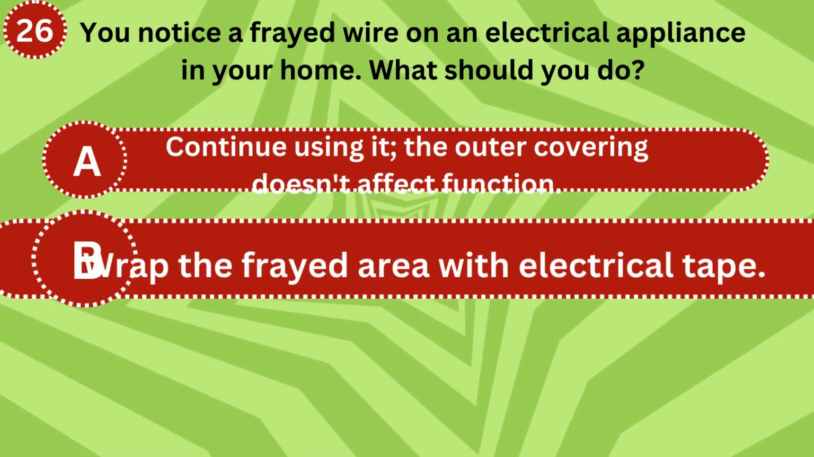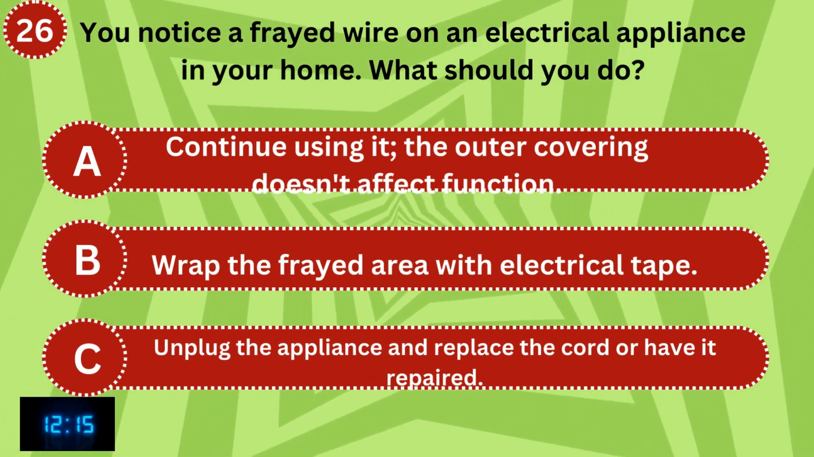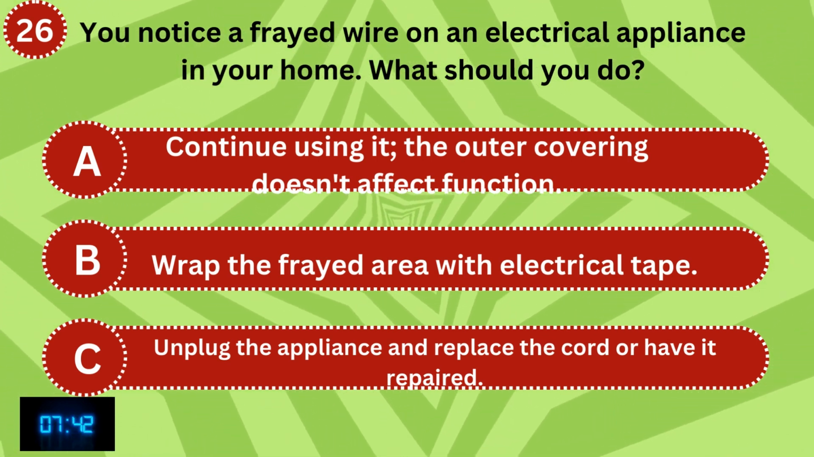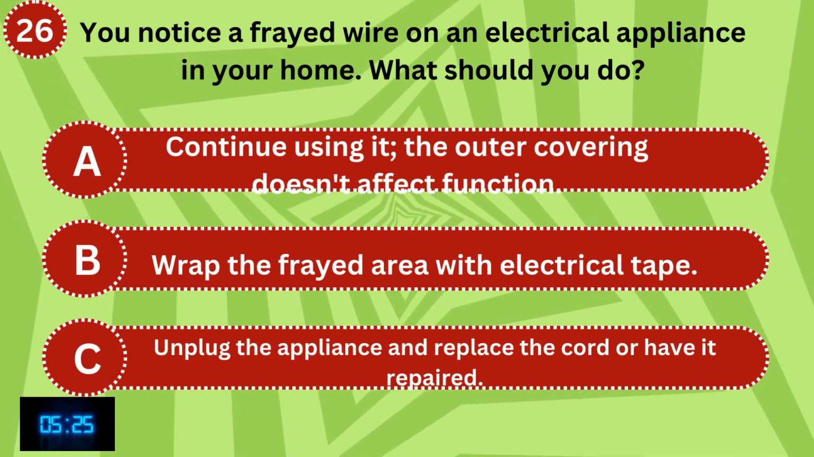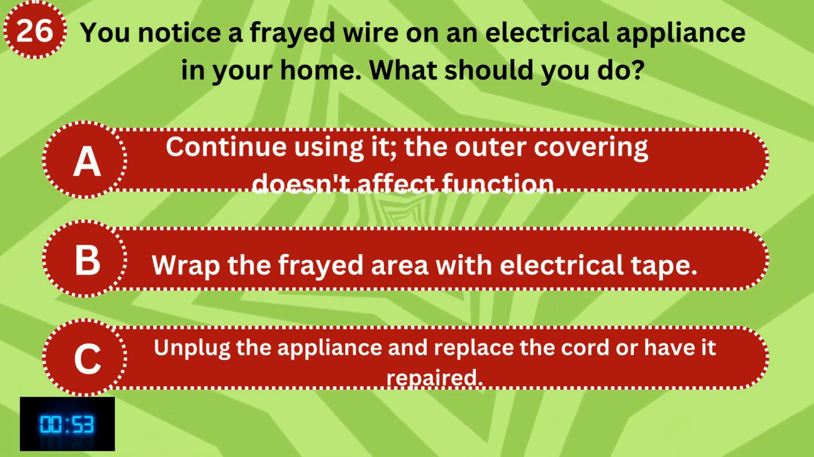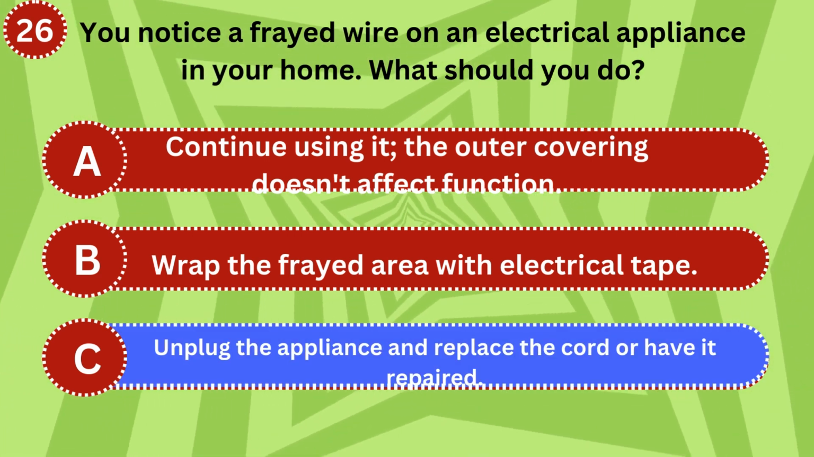You notice a frayed wire on an electrical appliance in your home. What should you do? Continue using it. The outer covering doesn't affect function. Wrap the frayed area with electrical tape. Unplug the appliance and replace the cord, or have it repaired.